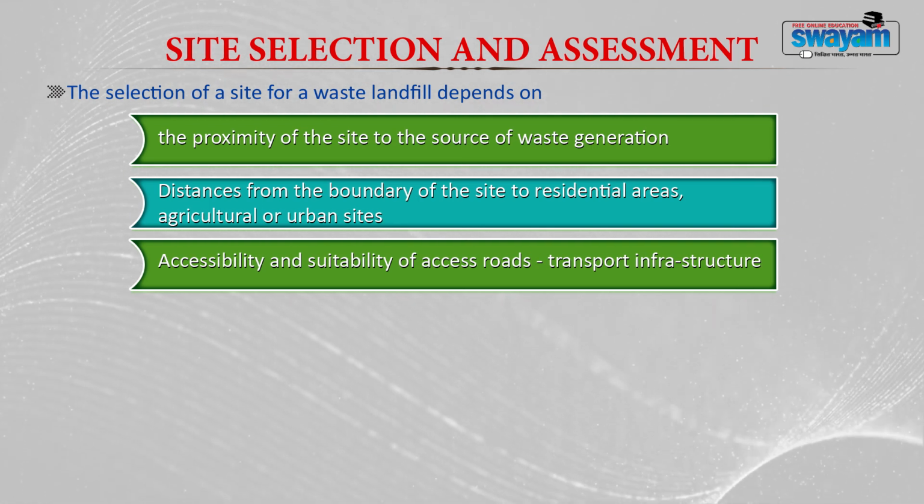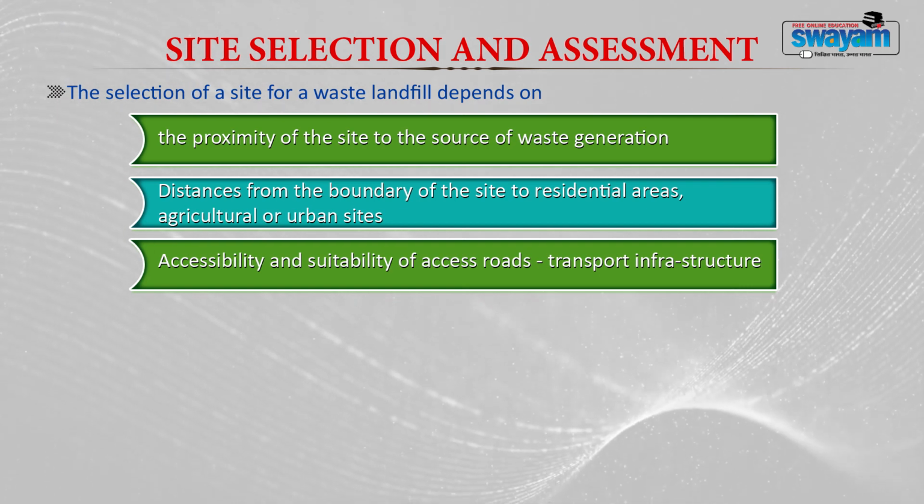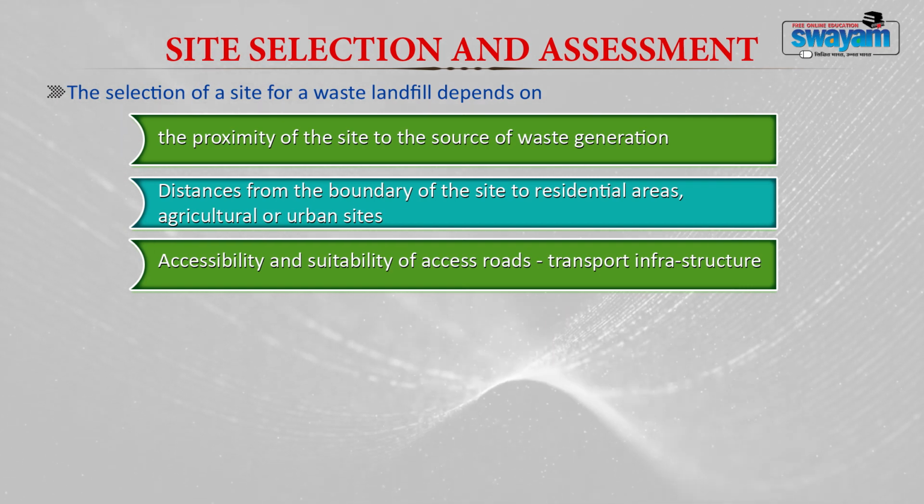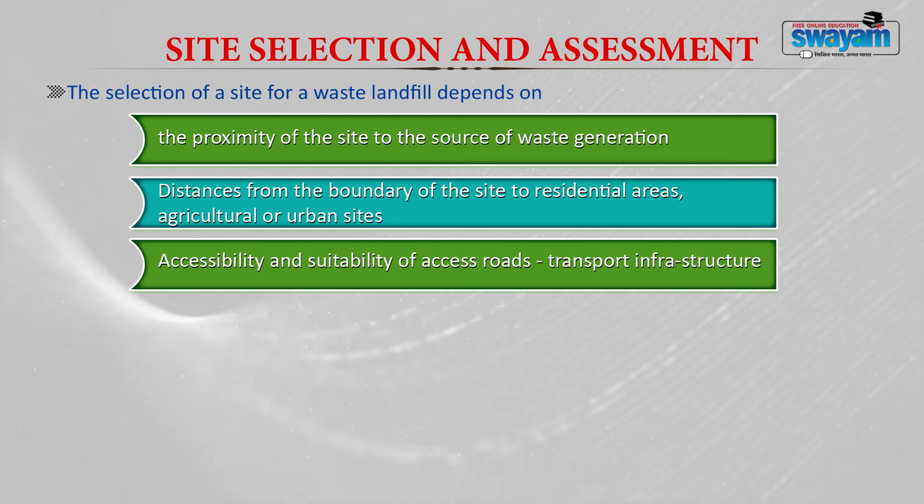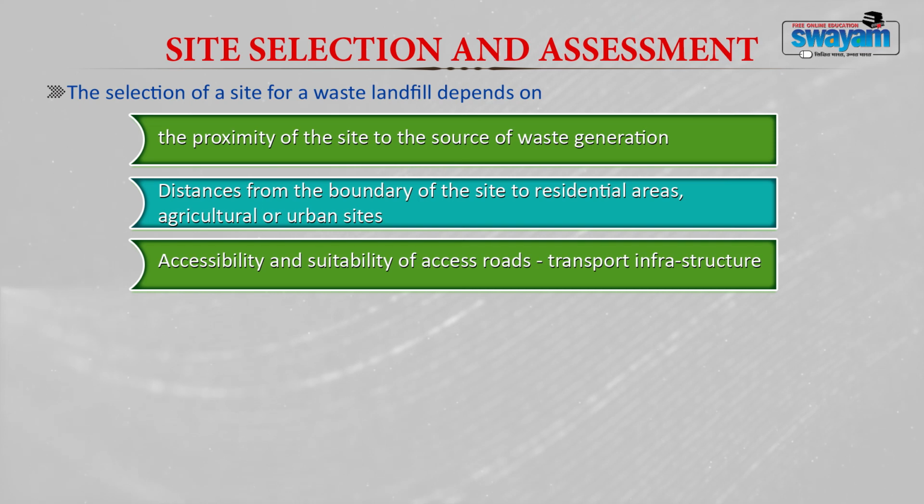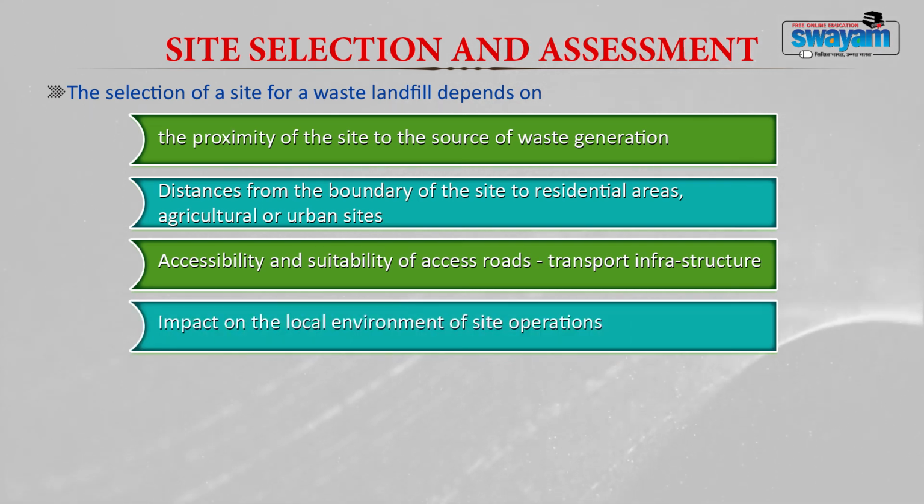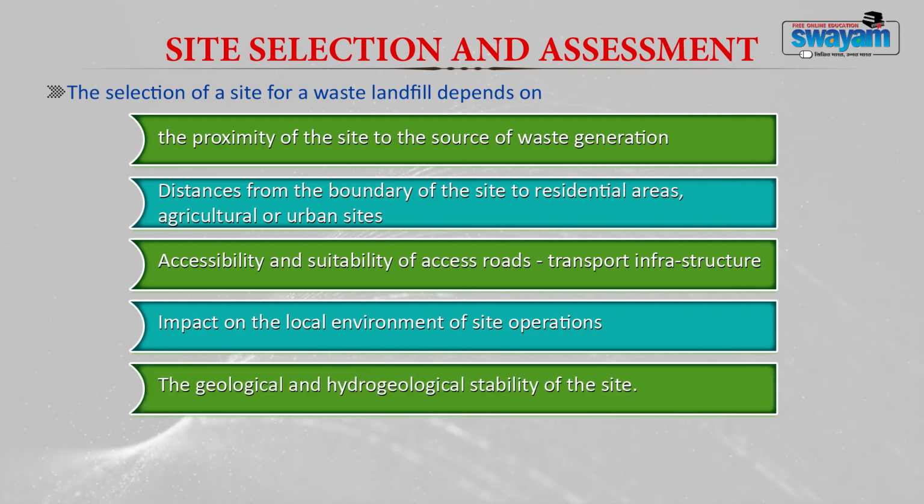So, generally it should be on the outskirts of the city, far away from residential, commercial or industrial areas. Then it should have proper access roads, so that the waste is collected properly. Then you should try to reduce the impact on the environment as much as possible. So, the hydrological and hydrogeological stability of the site should be checked. The geological and hydrogeological stability of the site is very important.